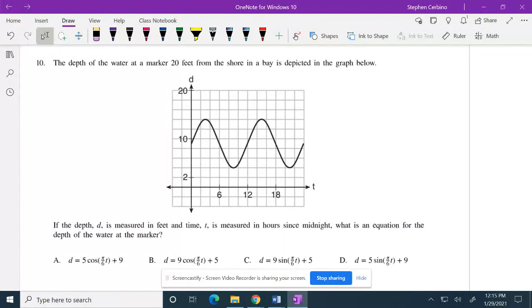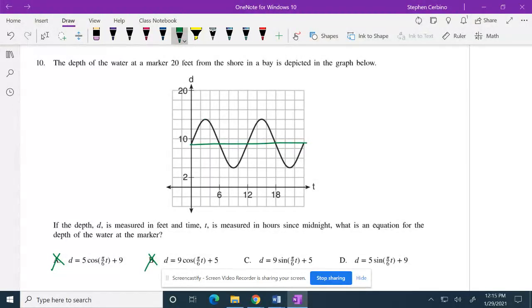Number 10 gives us this function. It looks like a sine curve, right? Look at the middle of the graph. Here is the middle of the graph. We're starting at the middle, going to the top, going back to the middle. That's a sine curve. So right away, it's not choice A, and it's not choice B.